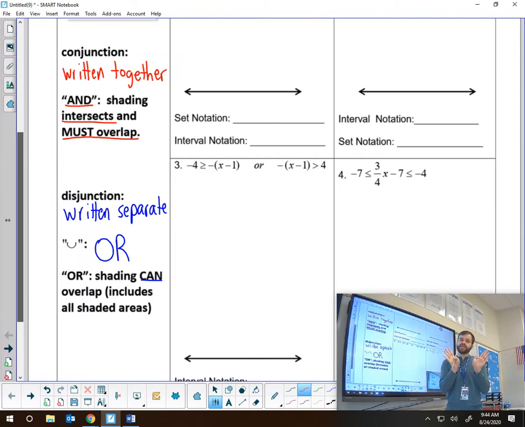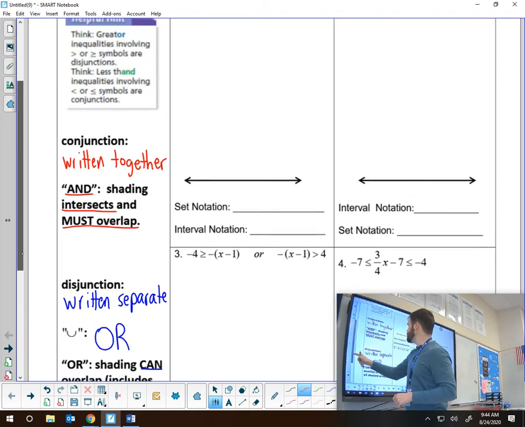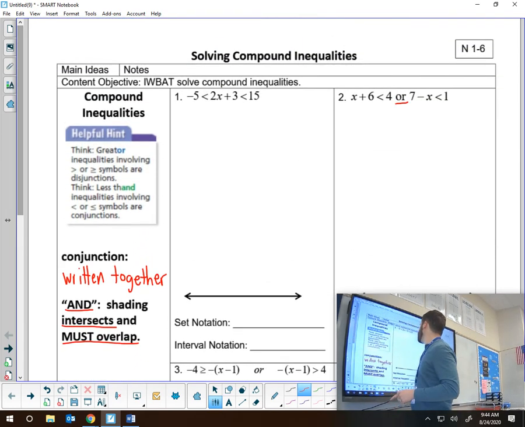And my shading usually goes apart. So on our graph, it's going to go out to the left, out to the right. Sometimes, though, they go together. We'll talk about exactly what that means in a second. Let's take a look here at number 1. So you might be asking yourself, well, how can I solve this?